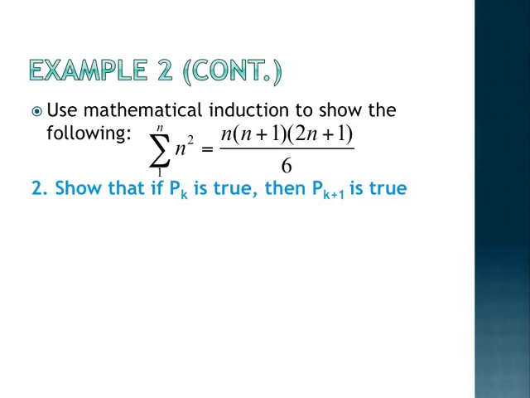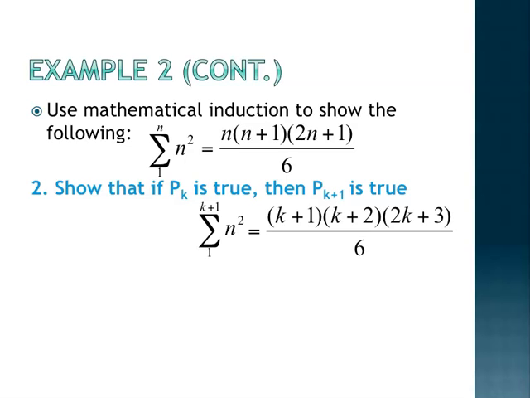So now we have to show that P sub k plus 1 is going to be true, which means we need to know what we need to get on the right-hand side. So plugging in k plus 1 for n this time. Now on the right-hand side, that gives us what? k plus 1, k plus 2, and then if you were to plug in k plus 1 for n in that last part, and then do some distribution and simplifying, you get 2k plus 3, and put that all over 6.